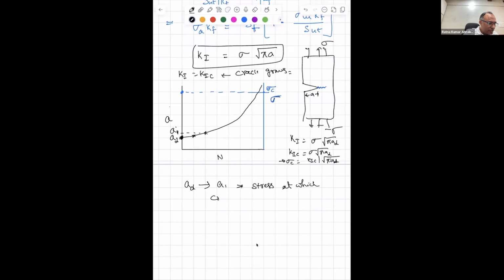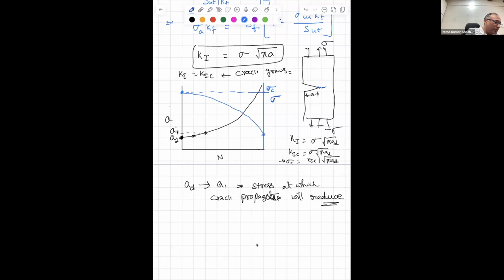What happens? aD went to a1, then the stress at which the crack propagates will happen what? Will it reduce or increase? Reduce. So that means your sigma C, initially it was this, but corresponding to that, there will be a reduction like that, right?